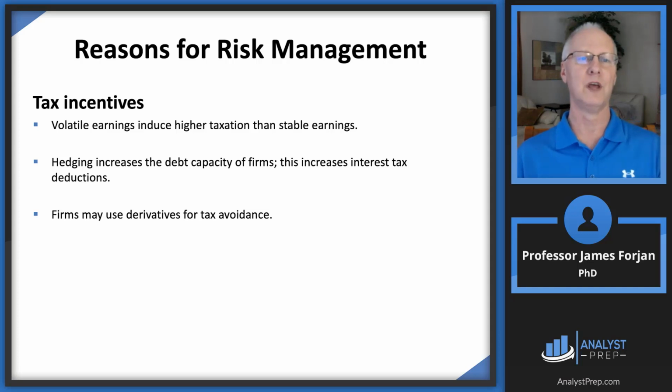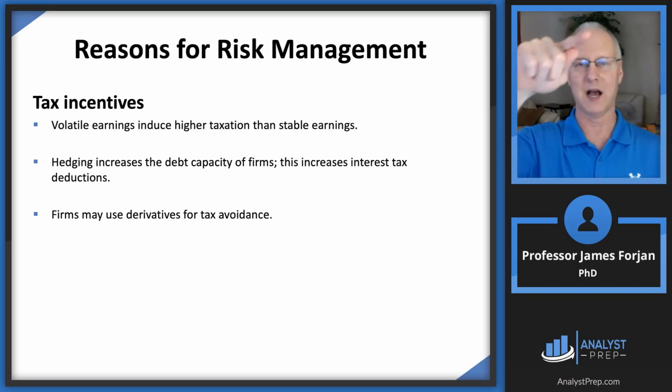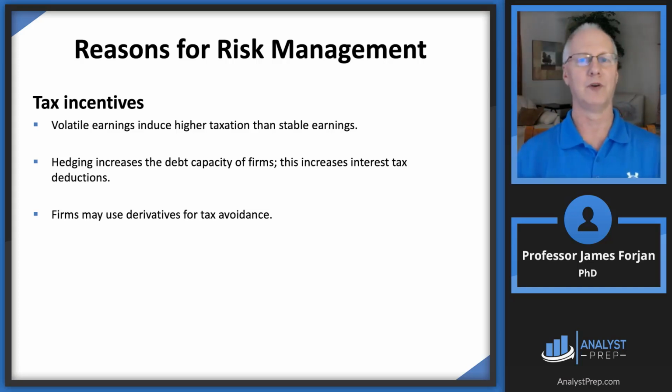But I do know this, that if you think of an earning stream that goes straight across, stable and constant earnings, what that means over time is that the firm is going to pay pretty much the same marginal tax rate. But if you have volatile earnings that go up and down like this, think about that firm at times is going to pay the highest marginal tax rate. So volatile earnings induce higher taxation. There's no doubt about that.